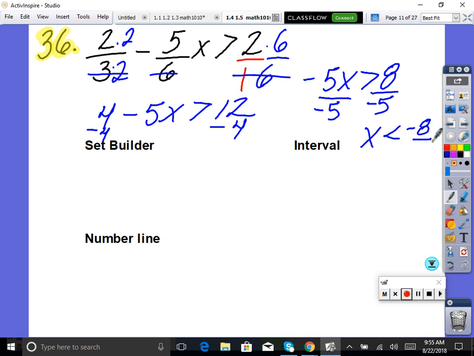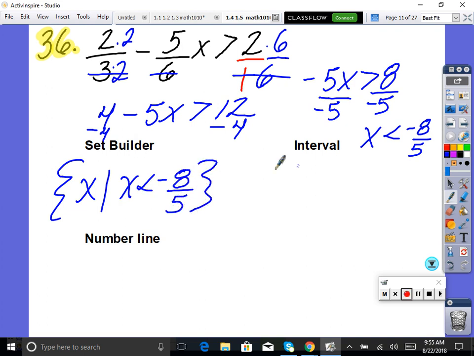Negative 8/5, and it's pointing that way. So it's going to negative infinity, isn't it? Okay, cool. Making sure we're seeing it. X value such that x is less than negative 8/5. Going that way to negative infinity, and it's stopping at negative 8/5, parenthesis, parenthesis. I'm not drawing in the number line because that's the easiest part. Do you agree?